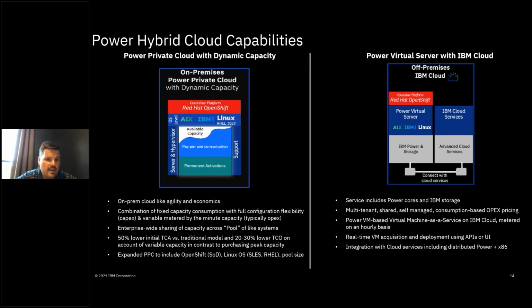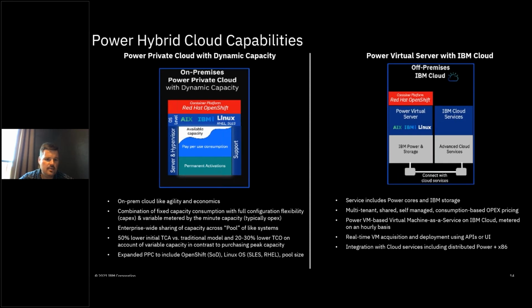On-prem with Power Private Cloud with dynamic capacity, we basically allow you to have a base capacity. You can set that to wherever that base meets your overall business needs, and then you can meter by the minute anything in and above that. You can continually have available capacity, really allowing you to flexibly change your capacity needs based on your end user requirements.